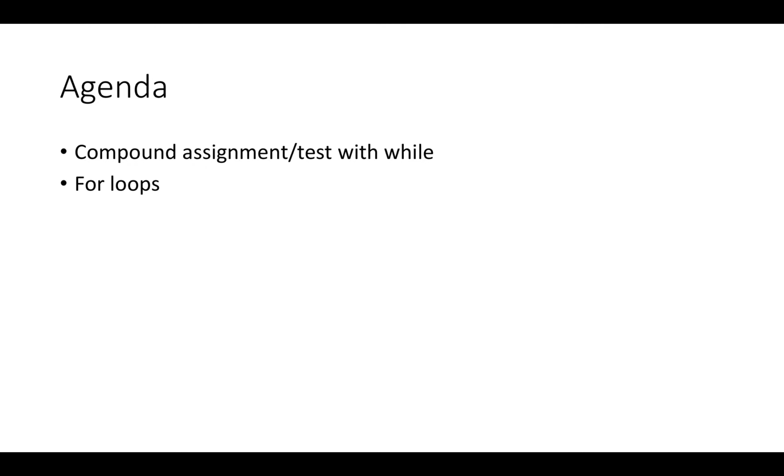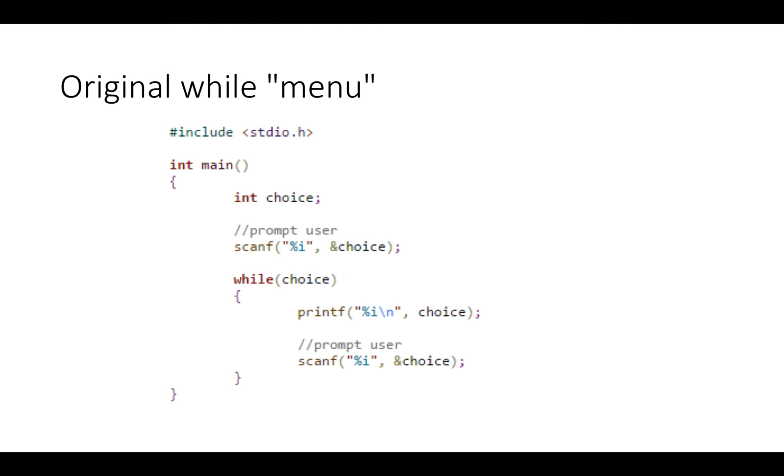Today we're going to talk about compound assignment test within a while loop, and then we're going to talk about the second kind of loops that we're going to talk about in this class, and that is a for loop. So one of the things we did yesterday is we worked on writing a menu. One of the examples I gave would prompt the user for a number, and it would print out that number unless the number was 0. And if the number was 0, the while statement would finish, and then our program would finish.